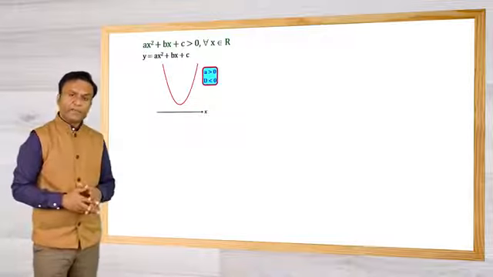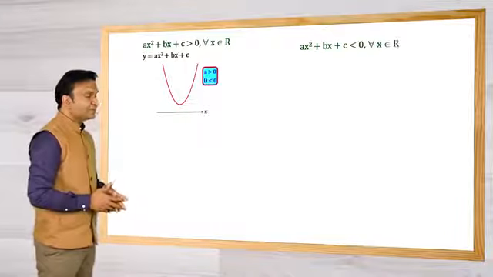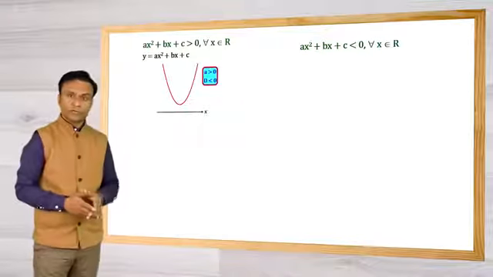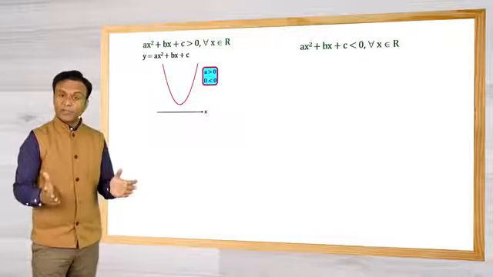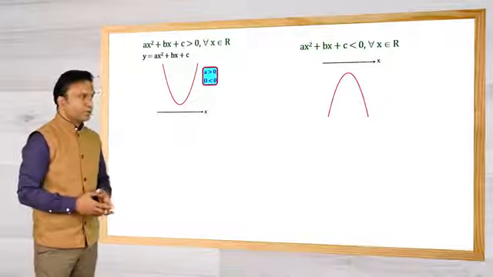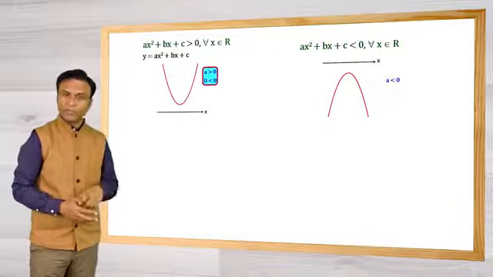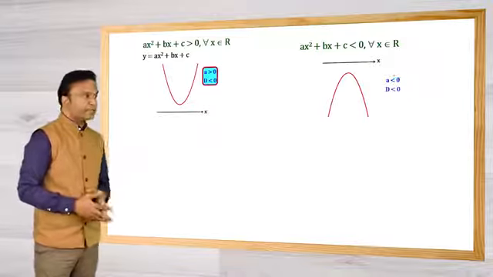Similarly, if we have ax square plus bx plus c less than 0 for all x belongs to R, the possible graph is this one. Here a is less than 0 because the graph is concave downward, and D is less than 0.